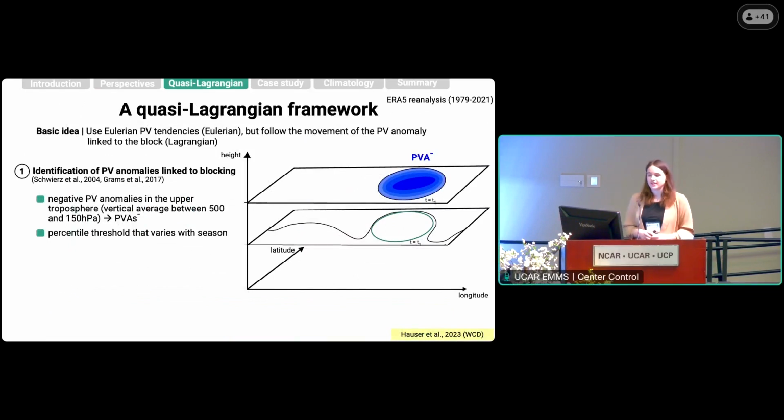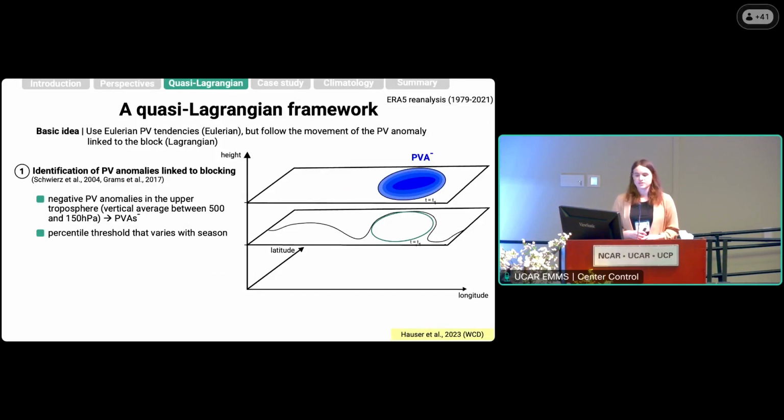In the first step, we identify PV anomalies linked to blocking. What we do, and this follows the methodology of Schwierz et al. in 2004, is look at negative PV anomalies in the upper troposphere. When we think about the upper troposphere, we here take a vertical average between 500 and 150 hectopascal. We then calculate anomalies relative to a 30-day centered running mean climatology.